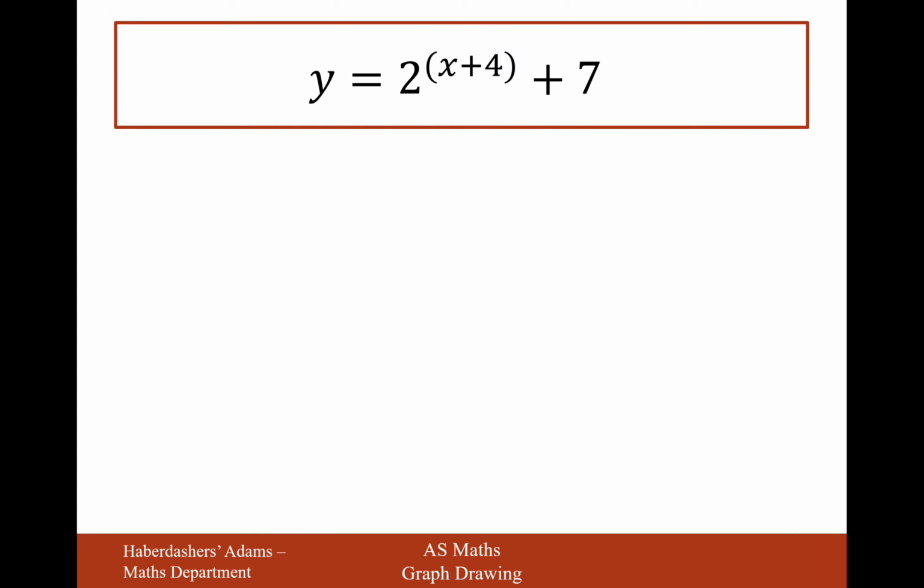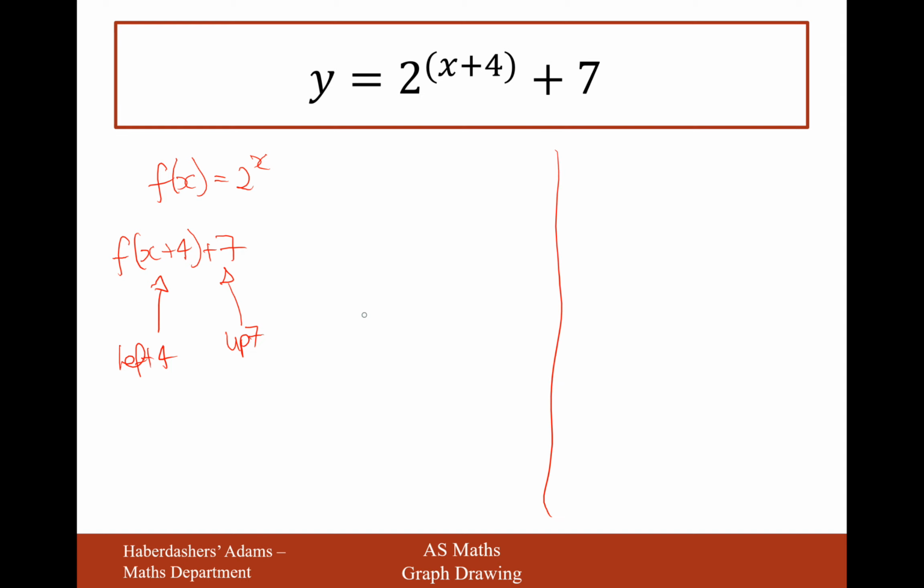Okay, next graph. So this parent function is going to be f of x equals 2 to the power of x. And this is going to have a transformation of +4 inside the bracket and +7 on the side. So this is going to move the 2 to the x graph left by 4 and up by 7.